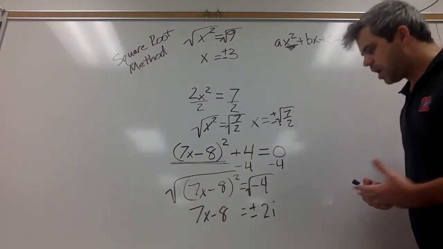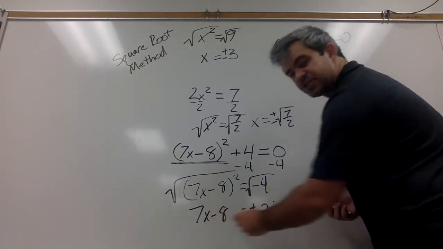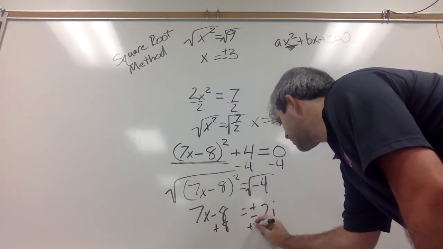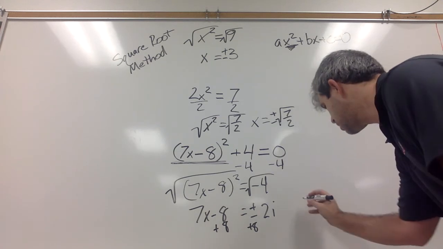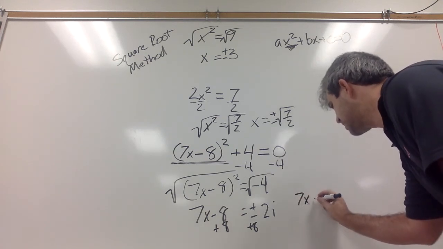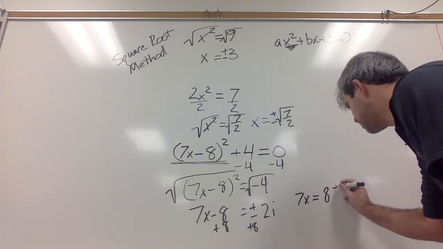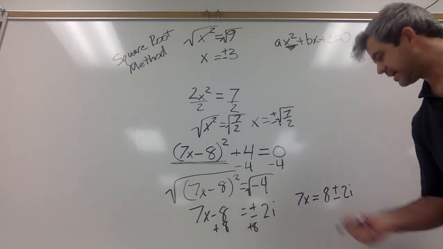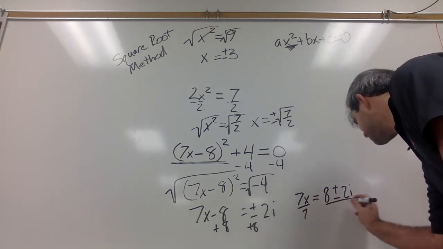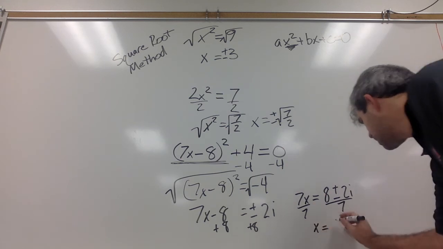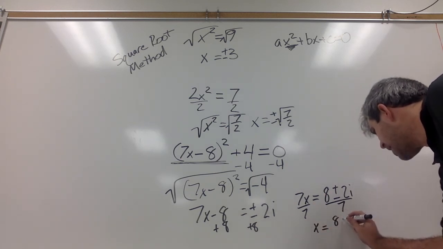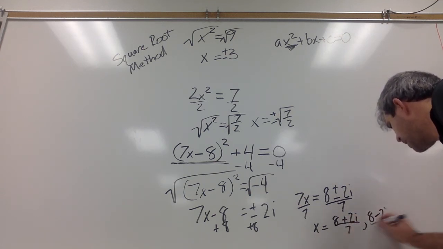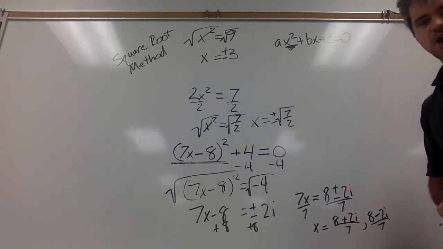Okay, now this is going to look a little strange. We still need to solve for x. So what I'm going to do, I'm going to add 8. But these aren't like terms. So I have to say 7x equals 8 plus or minus 2i. We almost have x by itself. We're going to divide by 7. So my answers are (8 plus 2i) over 7 and (8 minus 2i) over 7. Those are going to be our two answers.